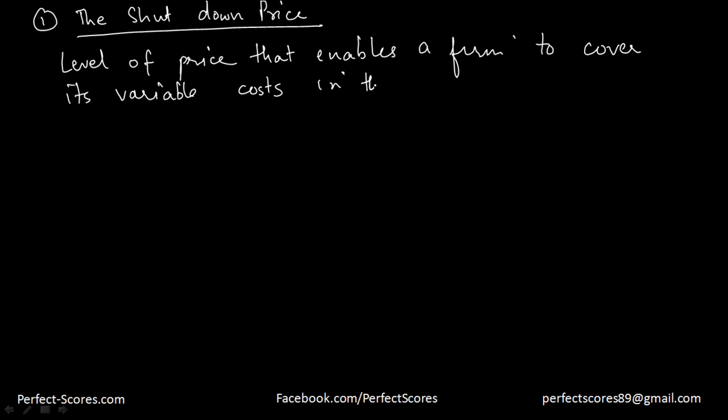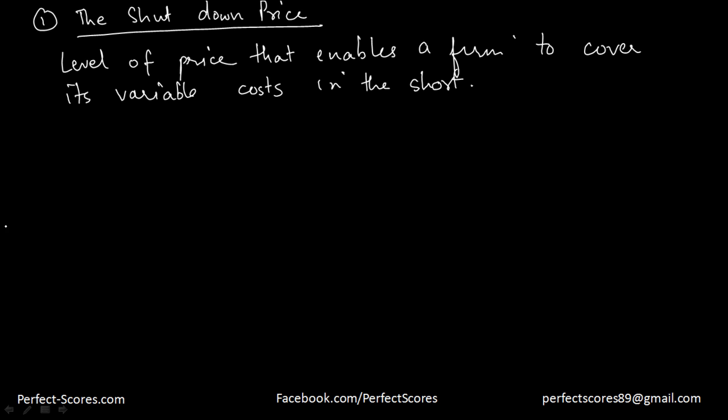So all you have to be concerned about is the variable cost. You don't have to be concerned about the fixed cost, because fixed costs are something that you're going to cover even though you shut down or even if you don't shut down. So the shutdown price is the price at which a firm is able to cover its variable costs. Now if the firm is not able to cover its variable costs, that means it is beneficial for the firm to shut down till it starts covering the variable costs, right? So that is the meaning of shutdown price.